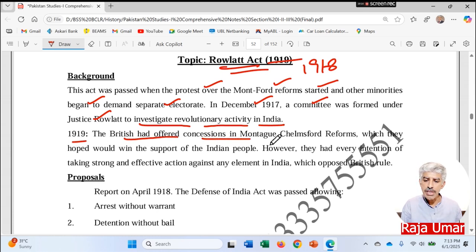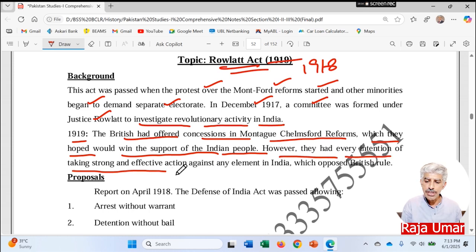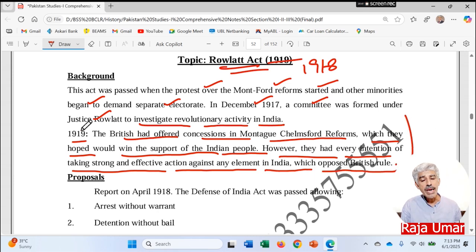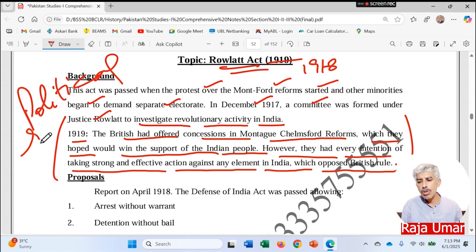In 1919, the British had offered concessions in the Montagu-Chelmsford reforms, which they hoped would win the support of the Indian people. However, they had every intention of taking strong and effective action against any element in India which opposed British rule. On one hand, they were showing that they were more towards the locals, and they were giving more political rights to the people. But on the other hand, they were gripping even harder on the state affairs of the subcontinent. So in a way they were ditching the political will of the people, and they were snubbing the rights of the locals here in the subcontinent.